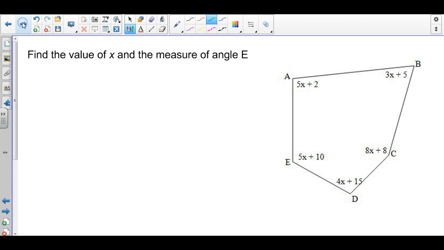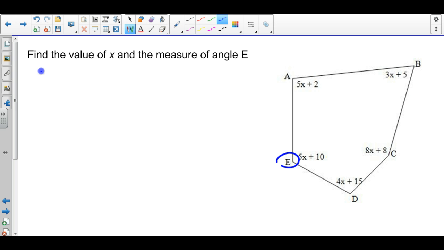And now we'll move on. We're going to do more of an application of this. This one's going to be a little bit of a process. What we're going to do is figure out the value of x here, and then we're going to use that value of x to figure out the measure of angle E by substituting in our value for x. So first thing we're going to have to do is count how many sides this figure is.